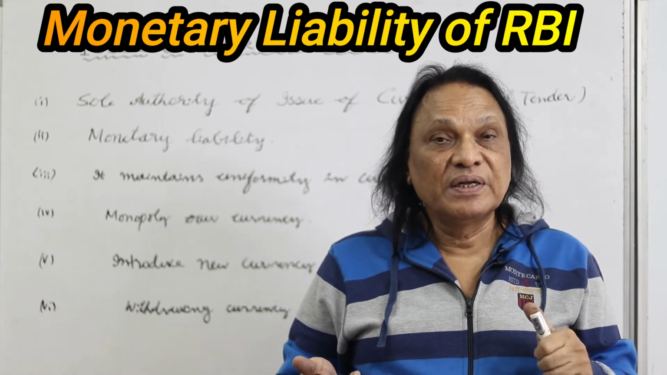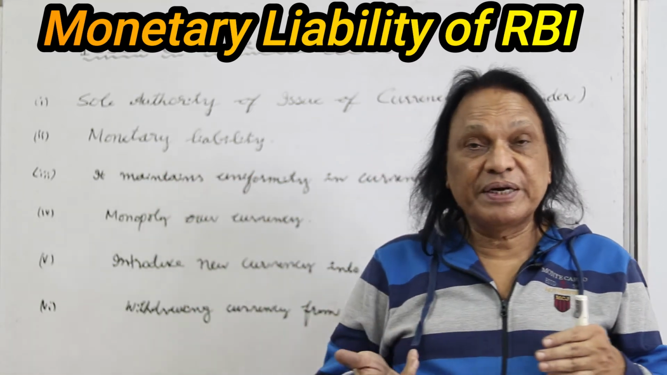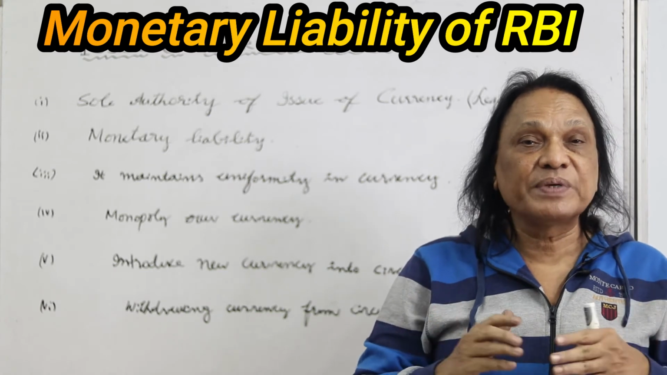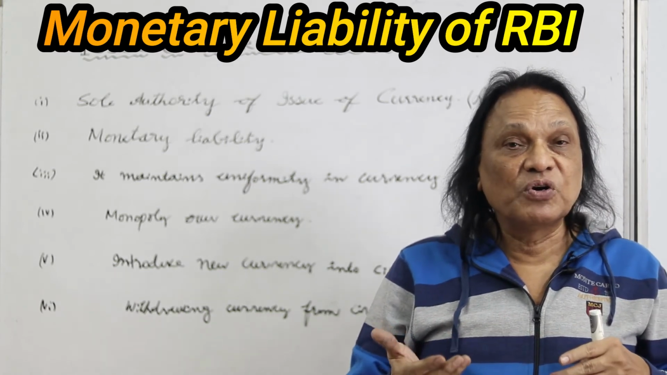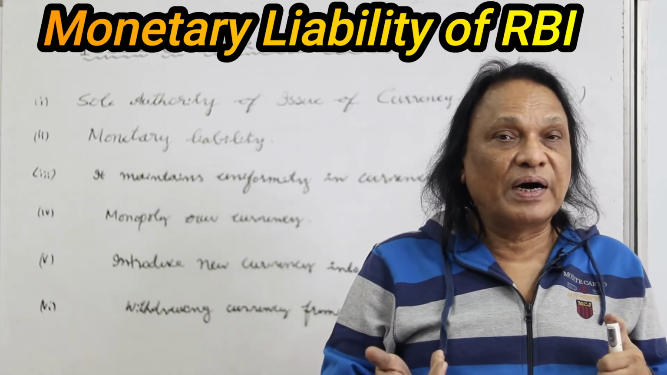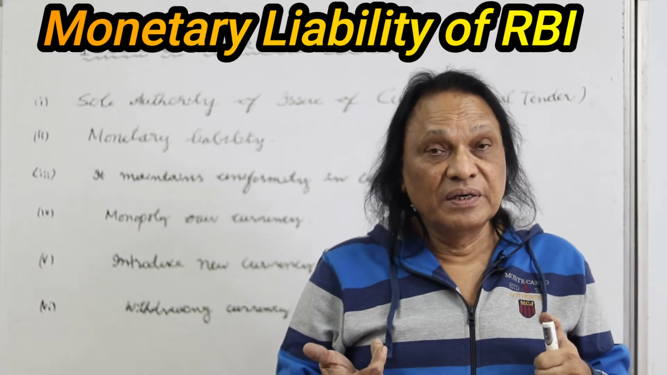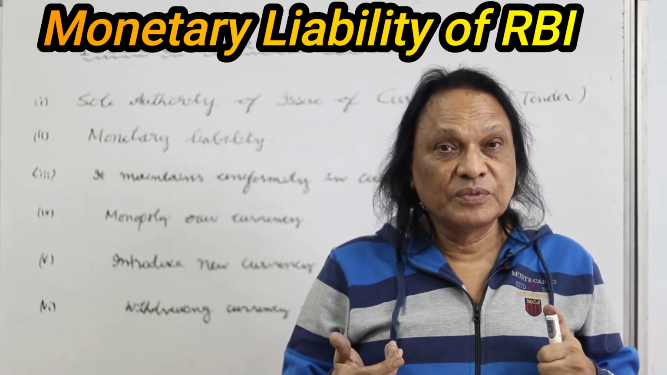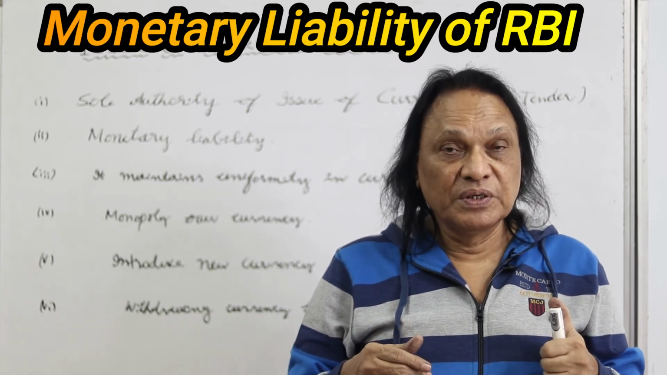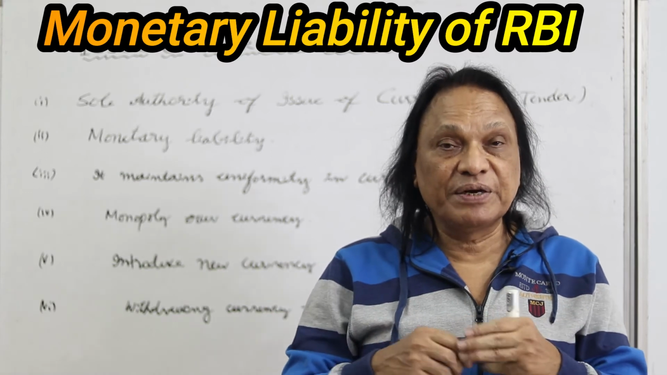What it means is that it's the liability of the central bank whenever they issue currency in the economy. They always back up the currency in terms of gold, foreign exchange, or other stocks and securities held by the central bank, so that people have complete faith in the currency. So whenever the central bank issues the currency, it becomes the monetary liability of the central bank.